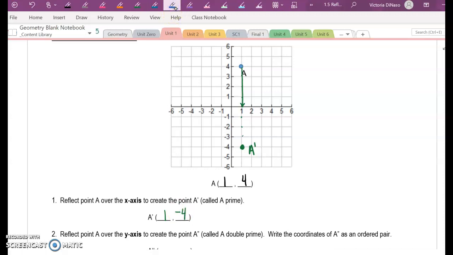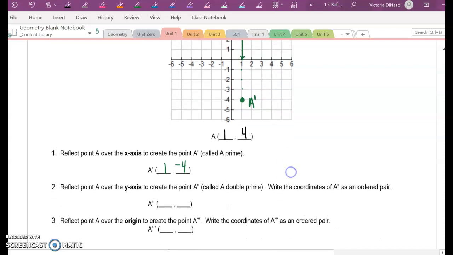The next reflection is across the y-axis. So when we reflect across the y-axis, I go and touch the y-axis. It looks like I went 1 to touch the y-axis. I'm just going to go 1 on the other side, and I'm going to call this A double prime, because that's the second reflection that we did. And we're at (-1, 4).